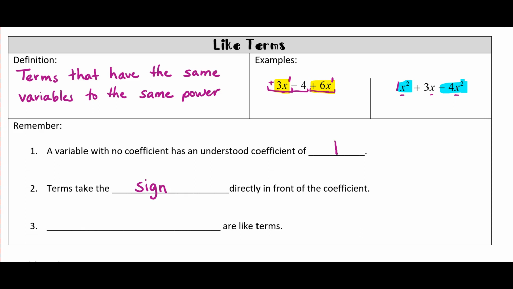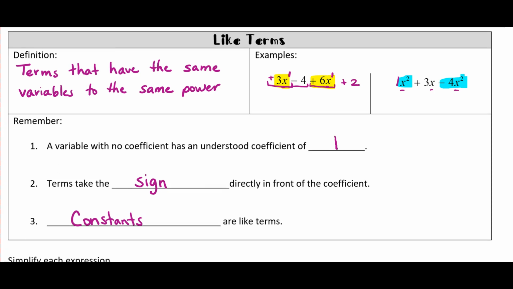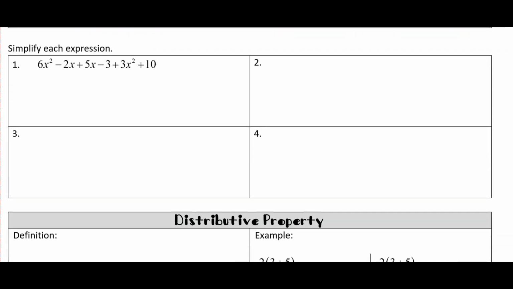And then lastly, constants are like terms. So a constant is a number without a variable. So in the first example, minus 4, that negative 4 is a constant. So if there had been a number like a positive 2, negative 4 and positive 2 would have been like terms. All right, let's do a few examples.